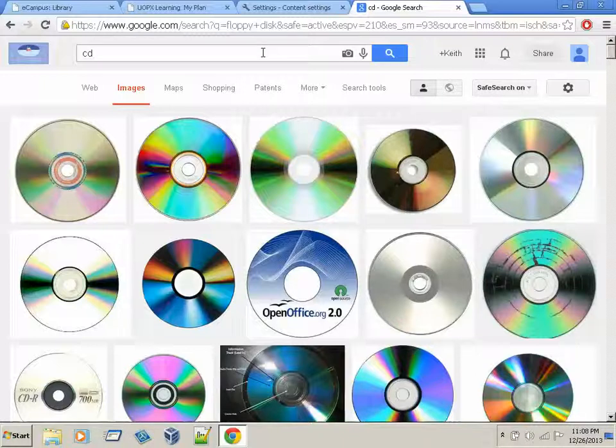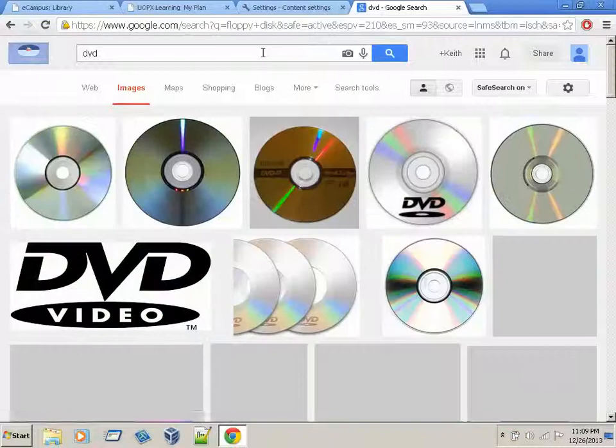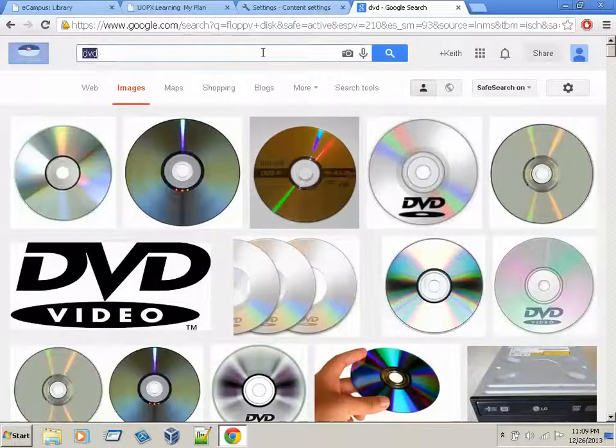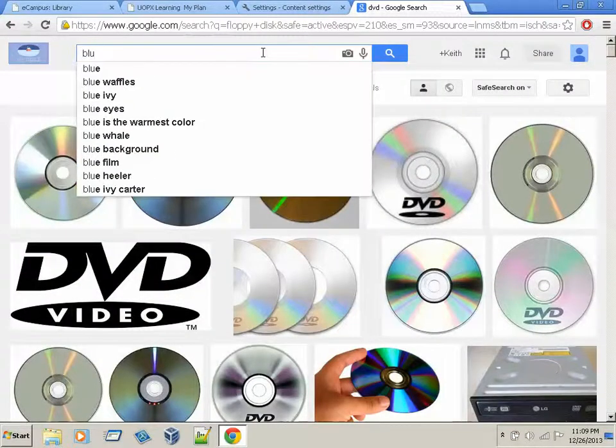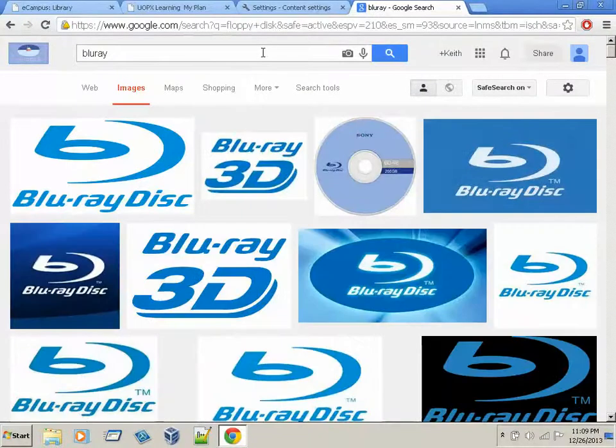And then Blu-ray, if you get a single layer, it's 25 gigabytes, which is huge. And then a dual layer Blu-ray would be 50 gigabytes, so that's actually doubled. So here's just CD, DVD. It pretty much looks the same, or Blu-ray. It's probably going to show me Blu-ray of fish or something. Blu-ray disc.